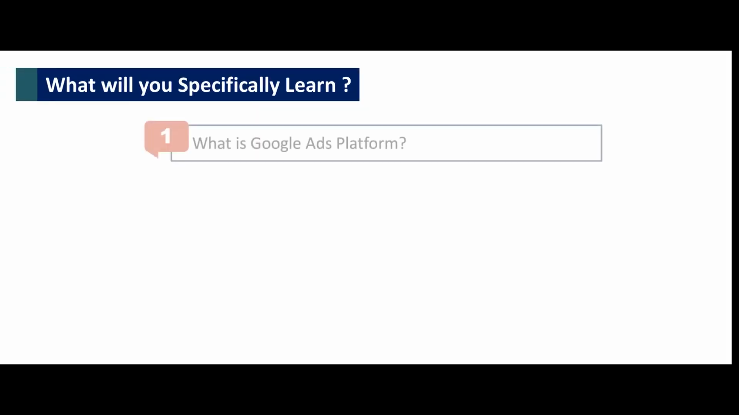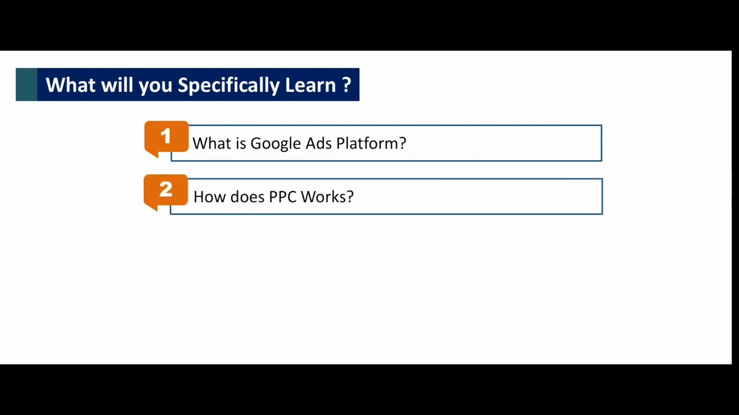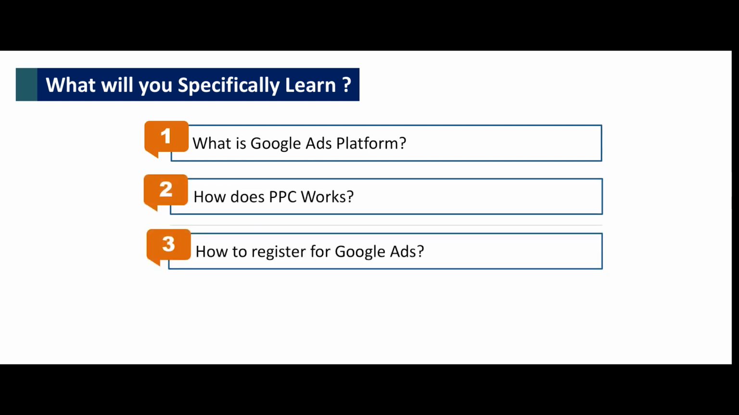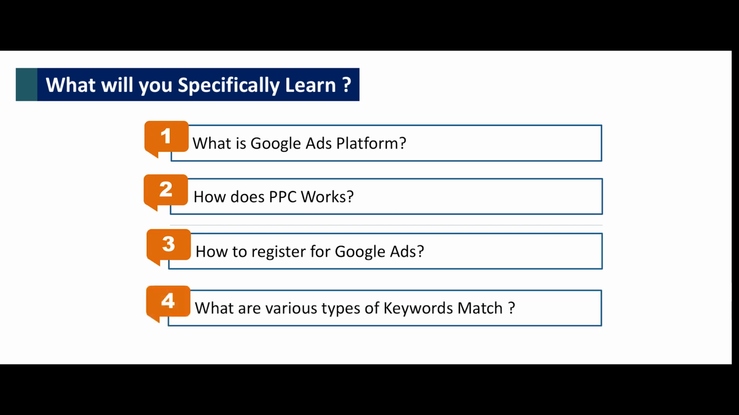Welcome to the next and very interesting module on pay-per-click advertising. The name of this module is Pay-per-click advertising, Google Ads. As the name suggests, under this module, we will learn about the very popular and widely used platform for pay-per-click advertising, and the name of this platform is Google Ads. In this module, you will specifically learn what is Google Ads platform, how does PPC work, how to register for Google Ads, and lastly, what are various types of keyword match.